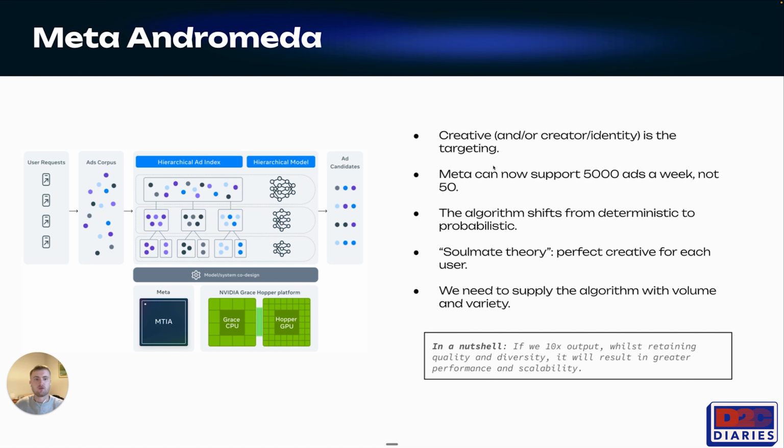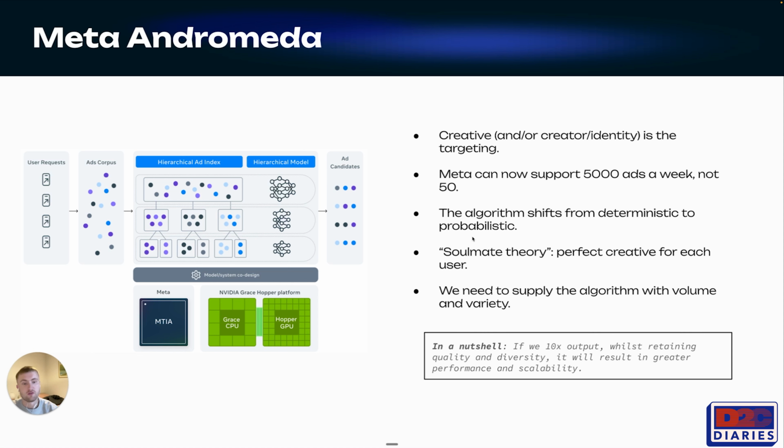This obviously gives rise to this idea that creative and/or creator identity is the new targeting. So we want to be focusing on this mental model for are we providing the right inputs to this algorithm in order to set us up for success? Success being conversions at your target CPA and the ability to grow spend over time by consistently getting in front of new pools of audience.